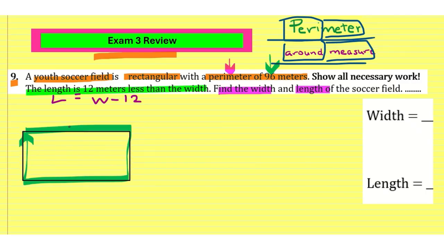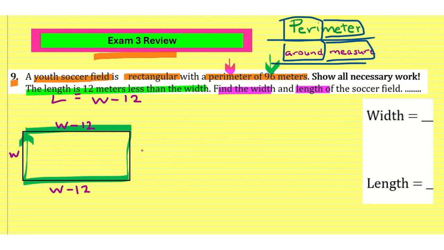So let's go ahead and put this around our soccer field. We'll call this longer side the length. So in terms of the width, it's going to be width minus 12. And then this side over here will also be W minus 12. And then the short sides are just the width.